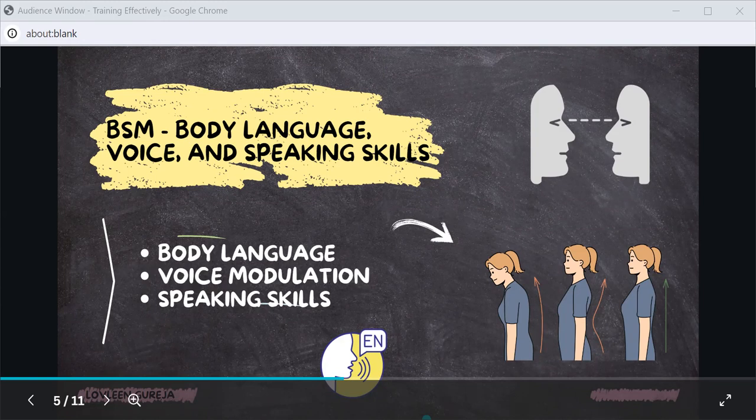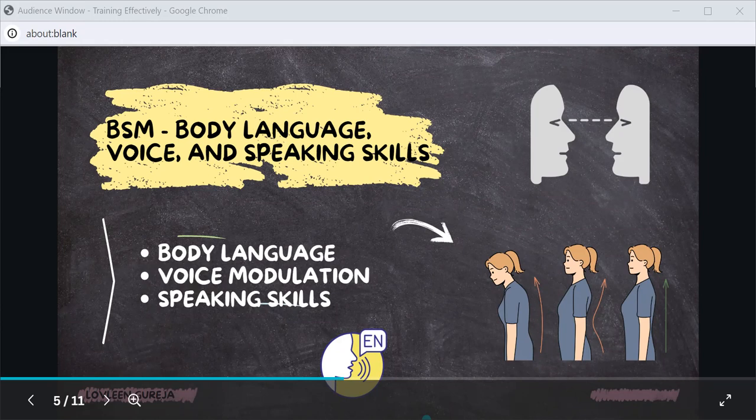So control your speaking pace. Don't be too fast. Don't be too slow. Adjust your pace, which basically means maintain the interest of your audience. With slower speed for emphasis and faster speed for excitement or urgency. Speak clearly. Speak at a moderate pace.